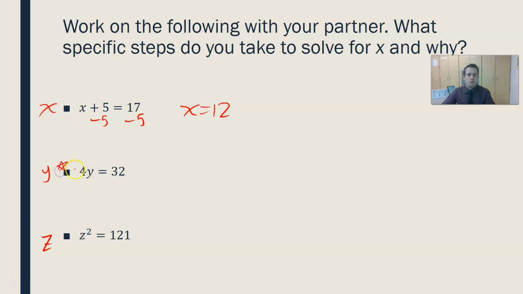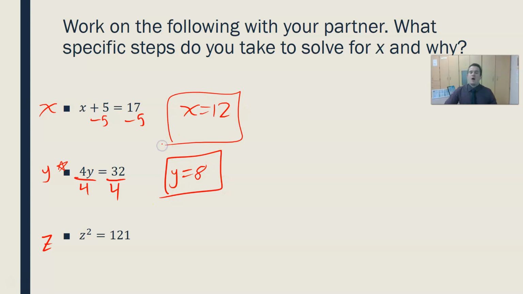What would I do here with 4y equals 32? Well, if 4 is being multiplied by y, I'd have to divide by 4 on both sides. That would give me y equals 8, right? Why did I divide by 4? Because multiplication and division are like opposites of each other. They undo each other, okay? What about z squared equals 121? How do I undo squaring something? Well, I square root that something. Why do I do that? Because squaring and square rooting are opposites of each other. They undo each other, okay? And the square root of 121, I think, is 11.